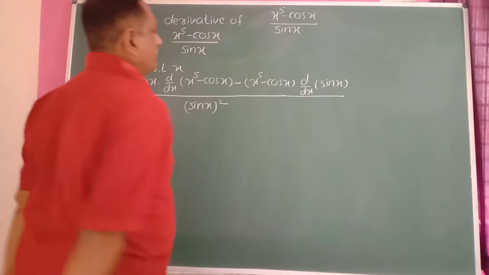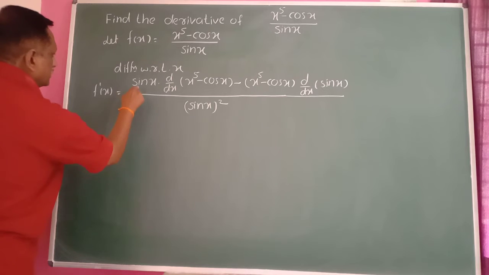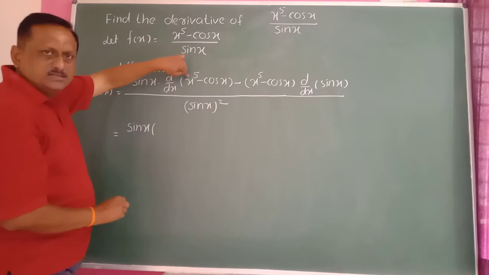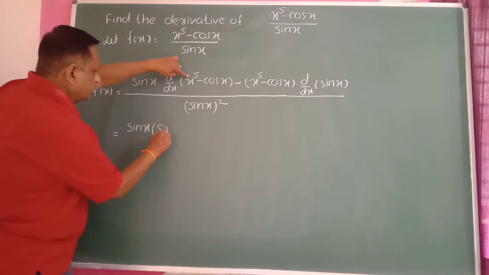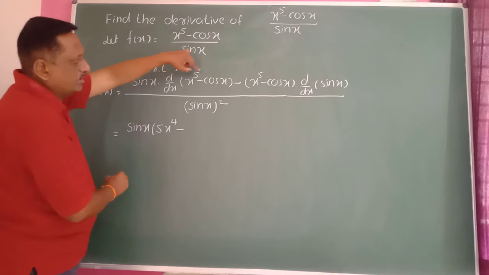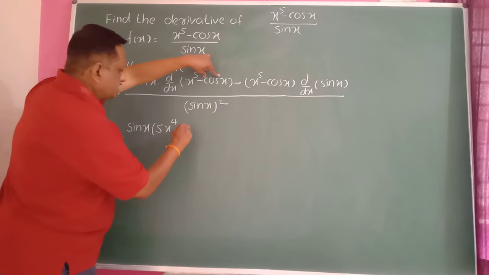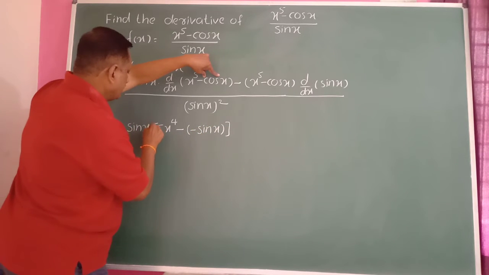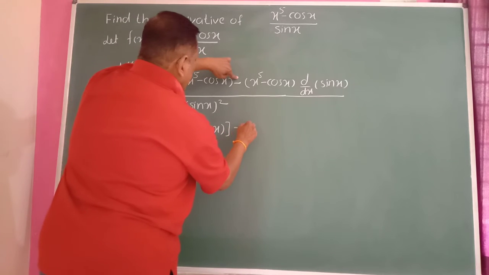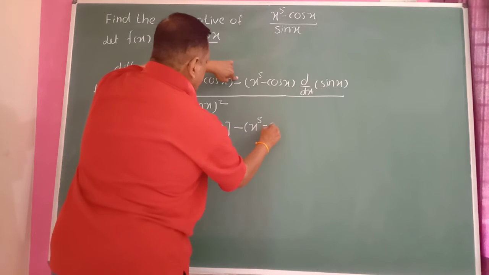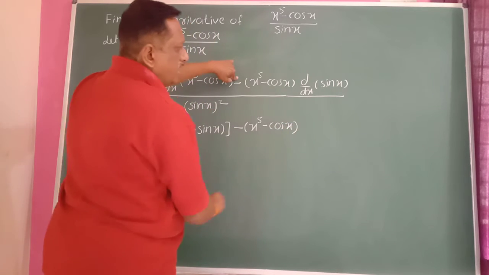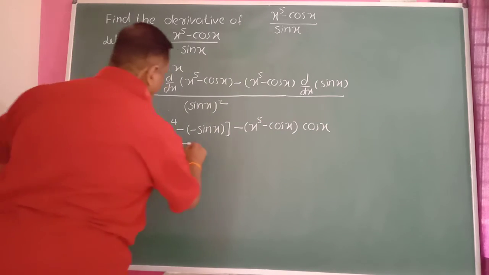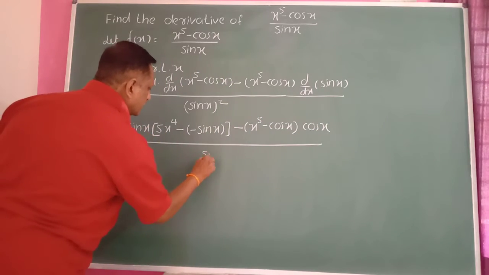Therefore, this is equal to sin x into x raised to 5 differentiation, which is 5 x raised to 4, minus differentiation of cos x, which is minus sin x, bracket complete. Then minus x raised to 5 minus cos x into the differentiation of sin x, which is cos x, divided by sin square x.